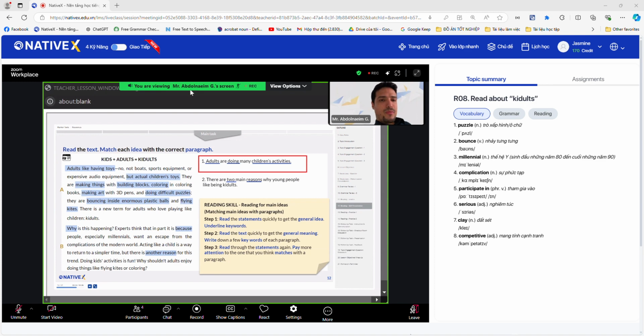Any ideas? I think this is very simple to understand. Look at paragraph A. You see many children's activities. So, number one, paragraph A. Number two, there are two main reasons why young people like being adults. Paragraph number two is talking about why, reason, and also another reason. Okay? So this is how we match the ideas with the correct paragraph.